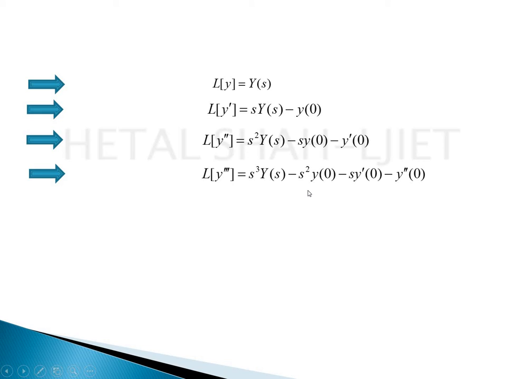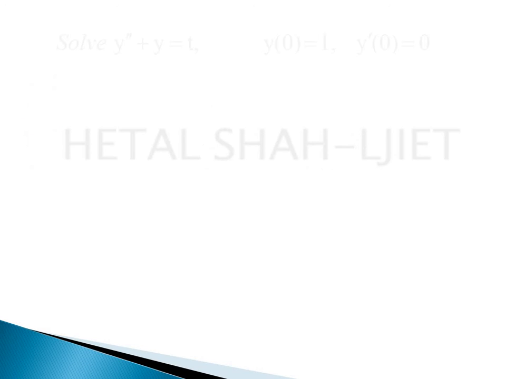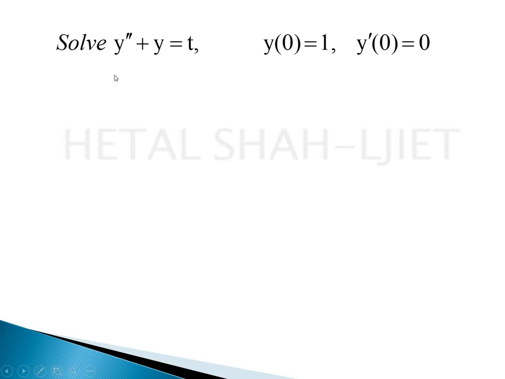So this is the formula for the Laplace transform of the derivative y and the respective derivatives. Okay, so let's start with the examples. Solve y double dash plus y equal to t with the initial conditions y of 0 equal to 1 and y dash 0 equal to 0.